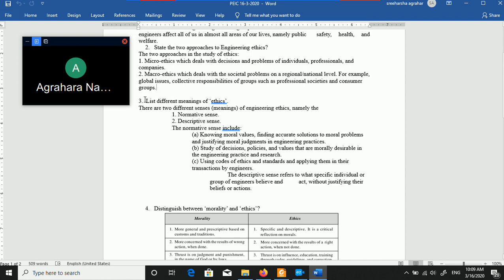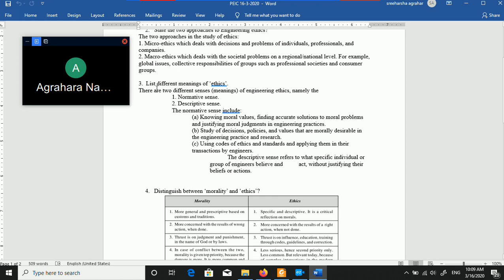Or a set of people who are working towards the environmental protection of a particular city or a village. So yes, that also can be a group which is concerned with macroethics. They are looking at the ethics at a macro level. Let us come to this. List the different meanings of ethics.